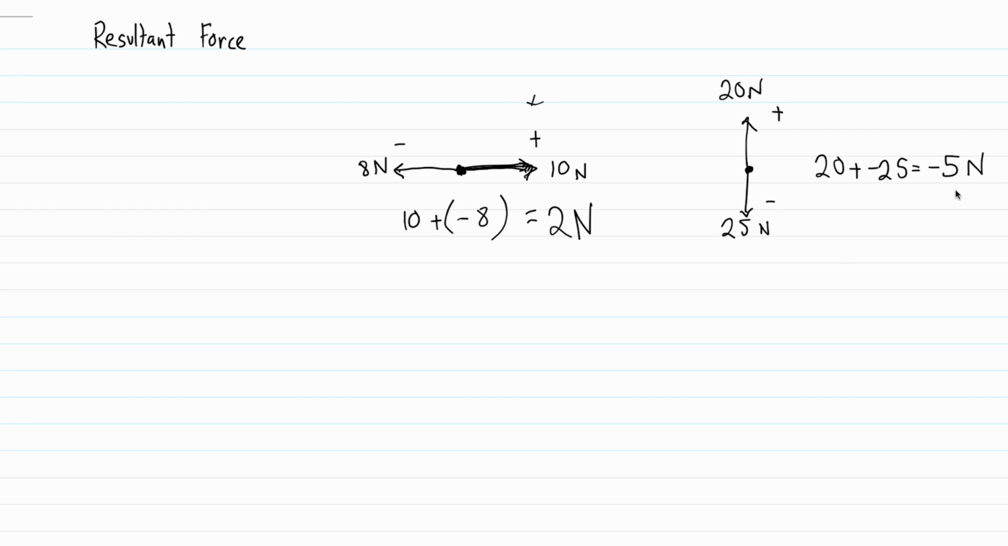Now minus 5 Newton does not mean that the force somehow has a negative value. The minus indicates the direction. When we look here, upwards is positive and going downwards is negative. So if it says minus 5, that means it's going downwards at a force of 5 Newton. And logically, 20 Newton is not as high as 25 Newton. 25 Newton is much stronger, hence it will pull the object downwards.